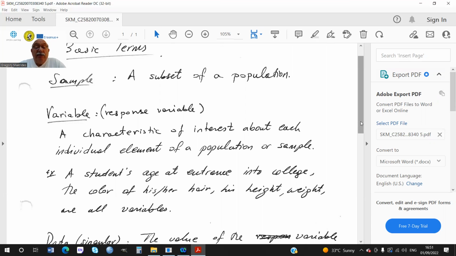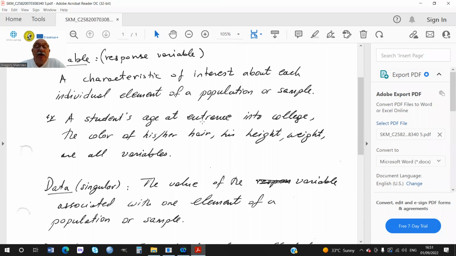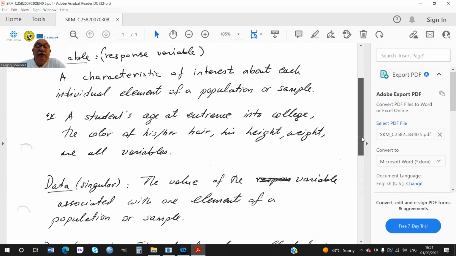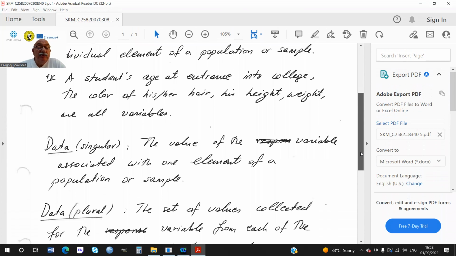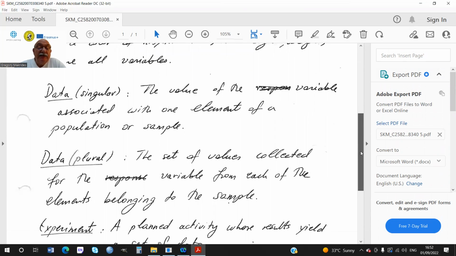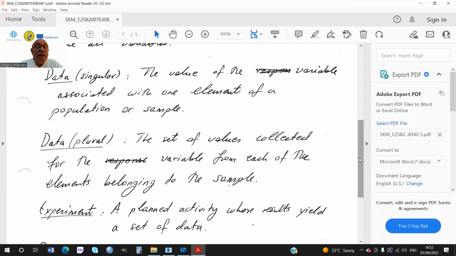A variable is a characteristic of interest about each individual element of a population. For example, the student's age at entrance into college, or the color of his hair, or his weight, height, etc., could be variables. These are subjects of investigation, and they receive values, so these are variables. Data: the word data can be seen as singular and plural. If it's singular, then we're talking about one value from the set, and if it's plural, then it means a set of values. Okay?